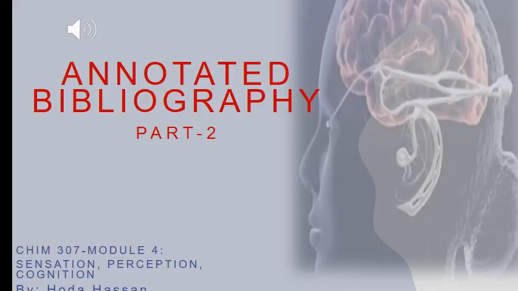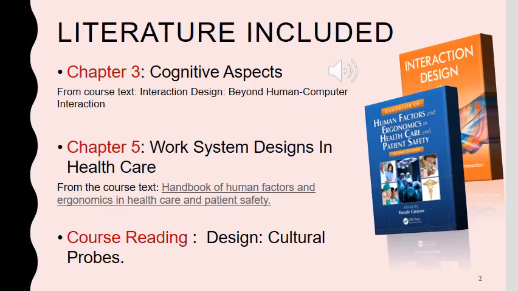Welcome to part 2 of the annotated bibliography for Module 4 readings. The literature covered in this presentation are Chapter 3, Cognitive Aspects from Course Text, Interaction Design Beyond Human-Computer Interaction, and Chapter 5, Work System Designs in Healthcare from the Course Text Handbook of Human Factors and Ergonomics in Healthcare and Patient Safety, and Course Reading Design Cultural Probes.